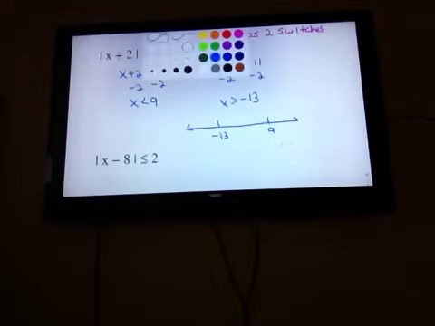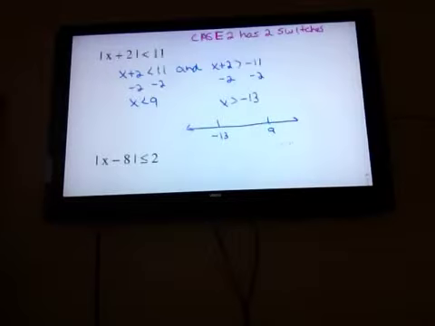So I'm going to have, let's see, less than 9, greater than negative 13. What's my final graph look like? A dumbbell. Because I have an "and," I get a dumbbell between negative 13 and positive 9.